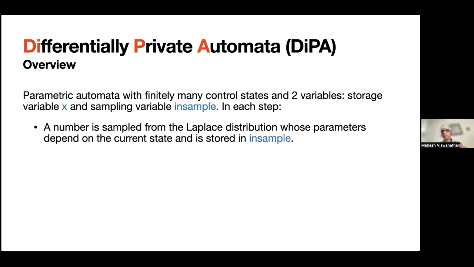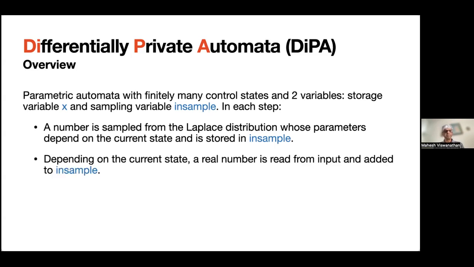The Laplace distribution has two parameters. The parameters that are used for this distribution are going to be determined based on the current state of the automaton. So the current state is going to tell you what parameters you're using in the distribution. And you sample this value and you store it in this variable, in sample.